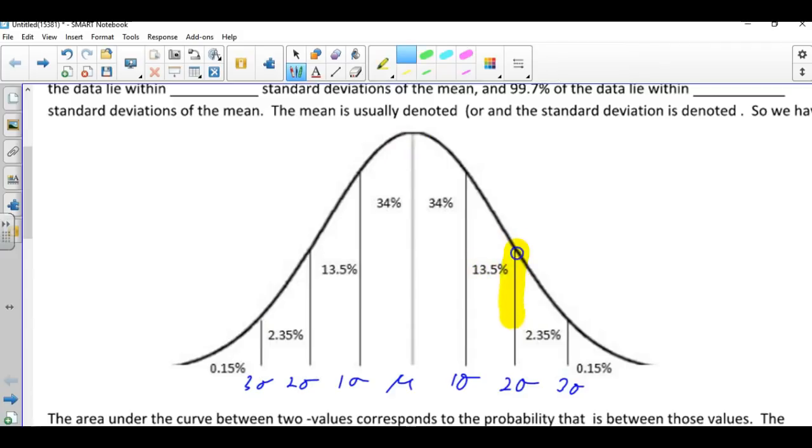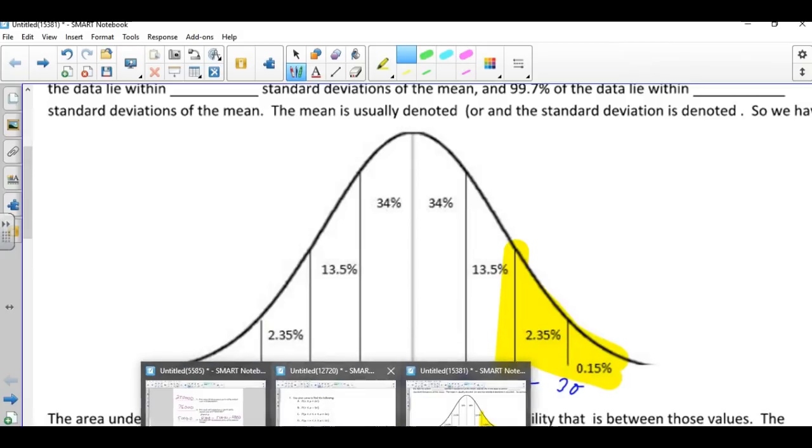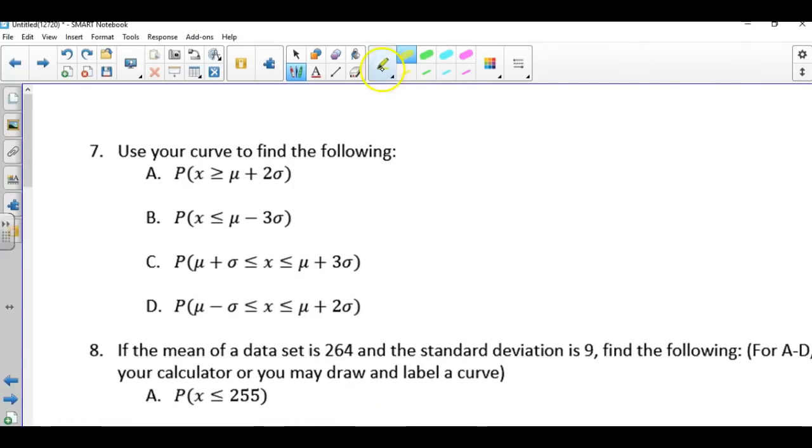So you want X that is greater than that line, which is all of that. So I would take those two right there, 2.35 and 0.15, and we're going to add them up. 2.35 and 0.15. When we do that, that gives us 2.5. So the answer here, the probability of X being greater than mu plus 2 standard deviations is 2.5%.